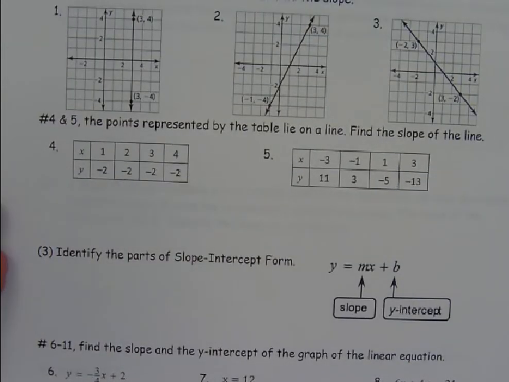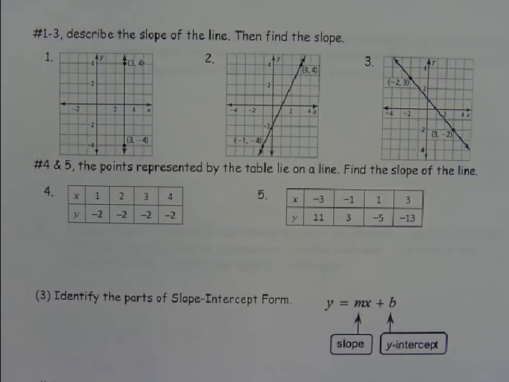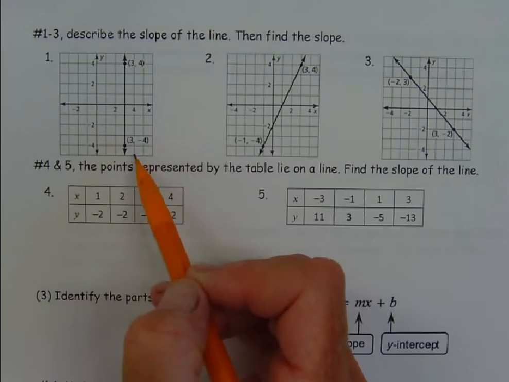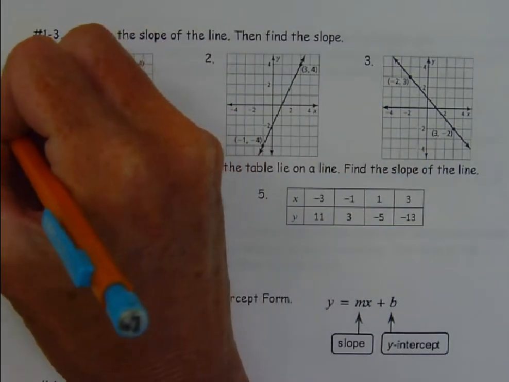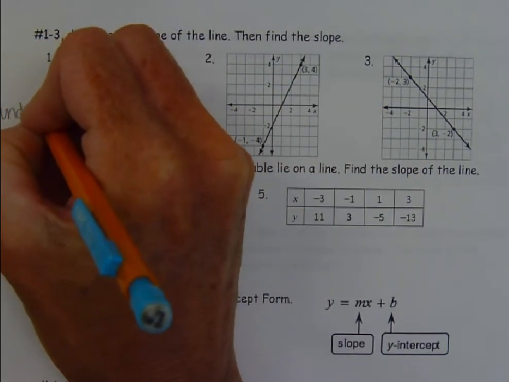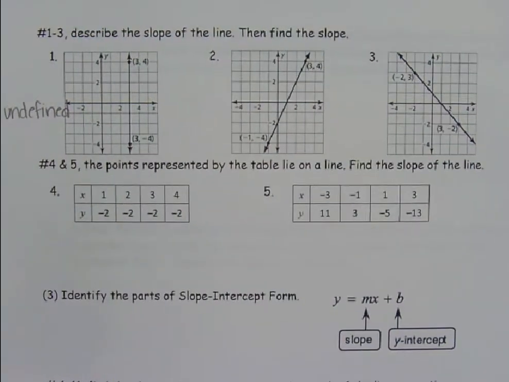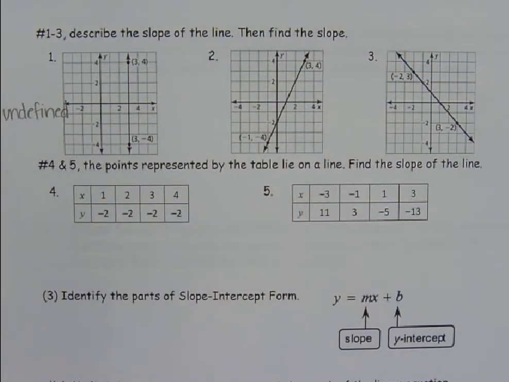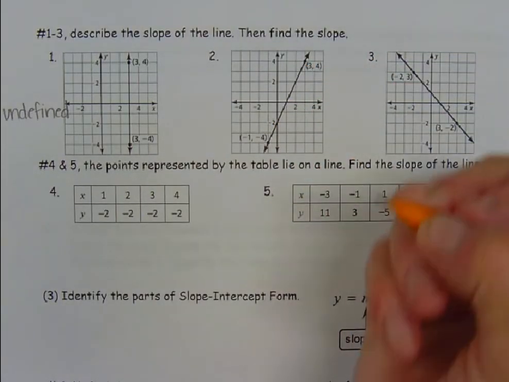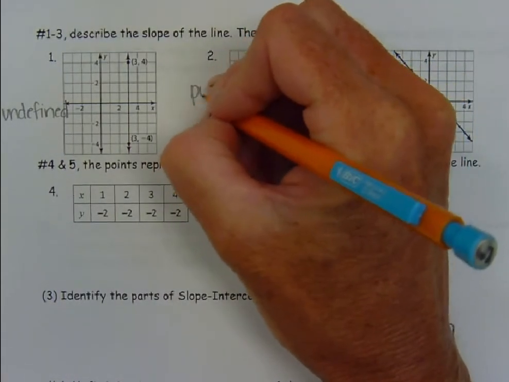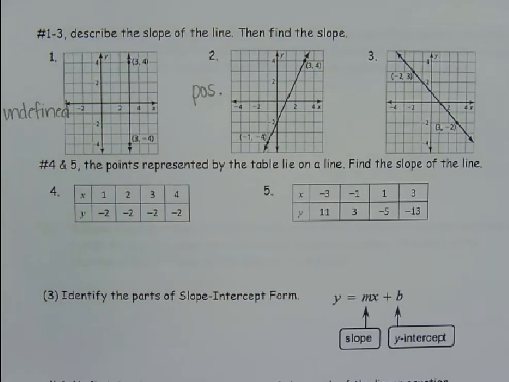So if you take a look at our first example here, it says to describe the slope and then find it. If you notice right away, this is a vertical line, so the slope here on number 1 will be undefined. Number 2, if you look, you are walking uphill. So if you take a look at this problem, you're walking uphill, so this slope will be positive. But then you actually have to calculate it.